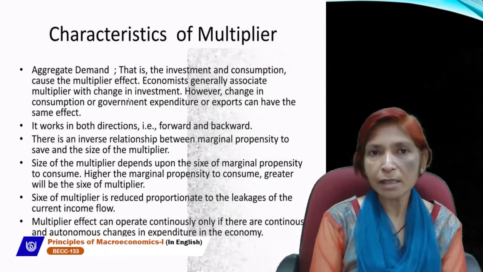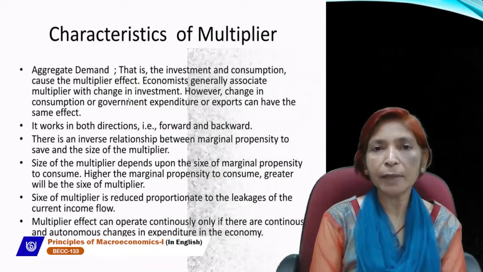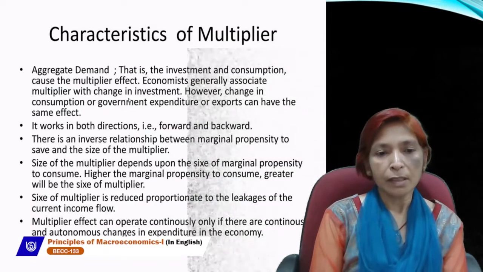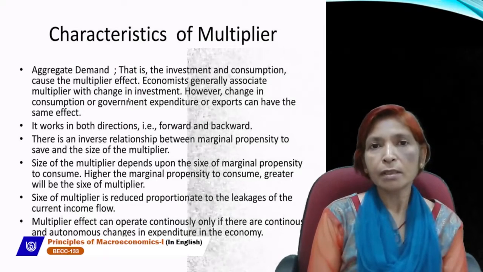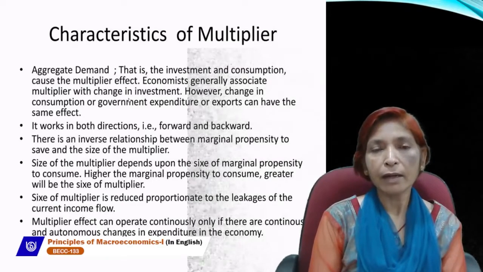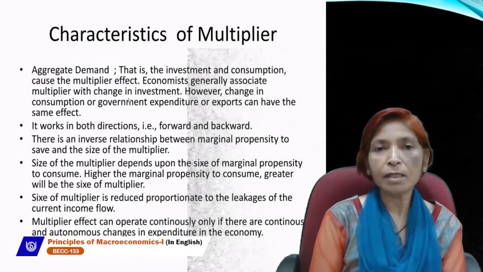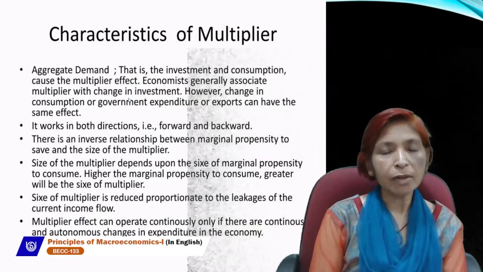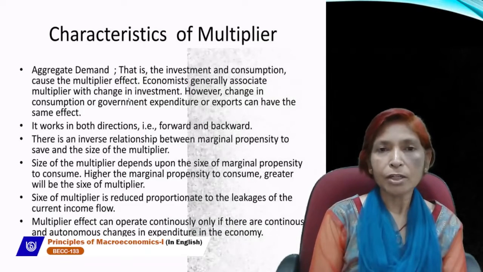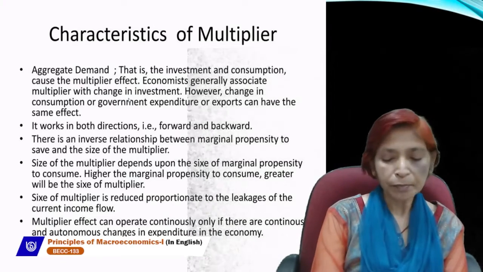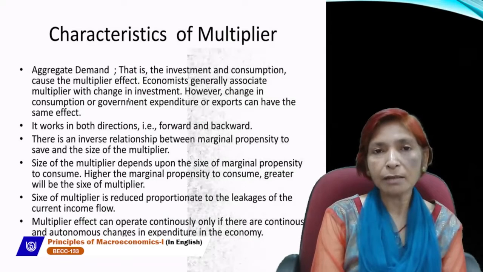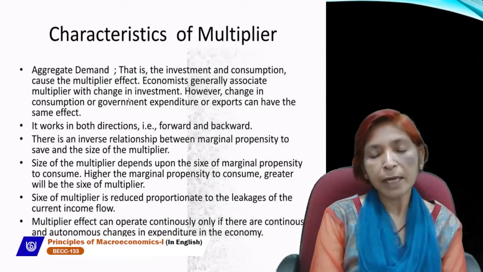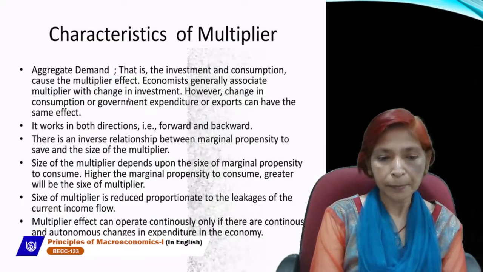If investment increases due to increase in consumption expenditure, then income will increase multiply. And if investment falls due to increase in savings and reduction in consumption expenditure, then income will fall multiply. That will be called backward direction of the multiplier. So MPS and multiplier are inversely related, but MPC and multiplier are positively related.